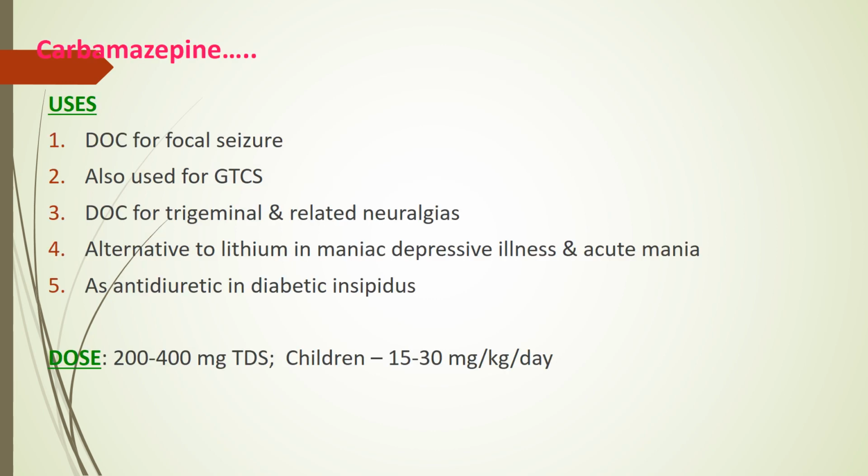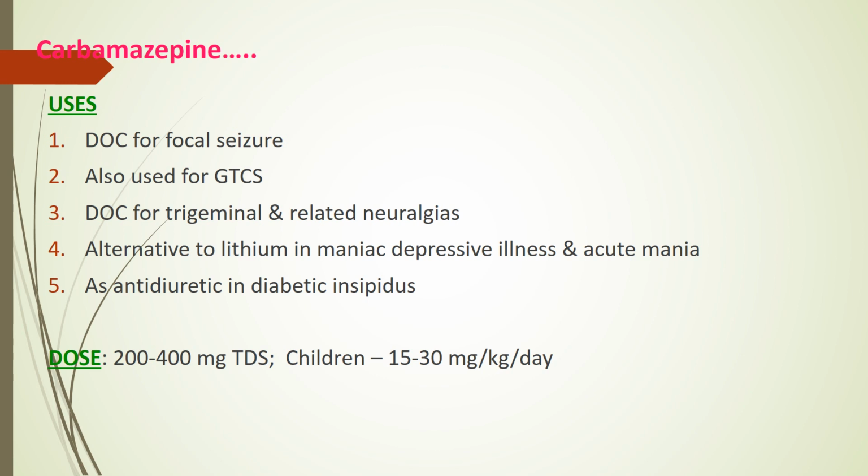Now let's see the uses of carbamazepine. It's a drug of choice for focal onset seizure as well as trigeminal and glossopharyngeal as well as other neuralgias. It can also be used for other seizures like generalized tonic-clonic seizures. It's an alternative to lithium in manic depressive illness as well as acute manias, and another property is it enhances the anti-diuretic hormone action. So it has an anti-diuretic effect, which is effective in the management of diabetes insipidus.